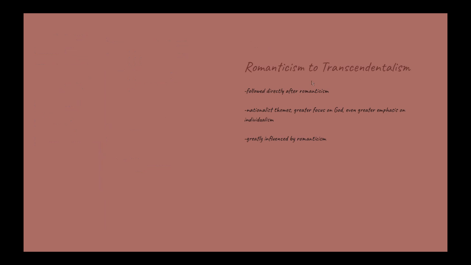Romanticism to Transcendentalism. So Transcendentalism directly followed Romanticism, and it has a lot more nationalist themes, a much greater focus on God, and even greater focus on individualism. Instead of being about the beauty of nature, it's more about the beauty of God. There is a lot of influence from Romanticism in the writing. And that is it.